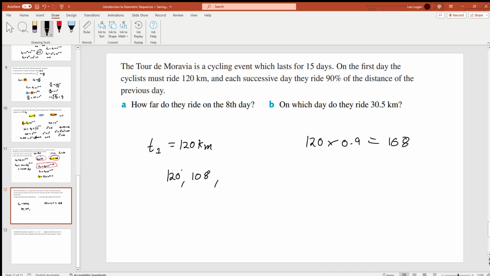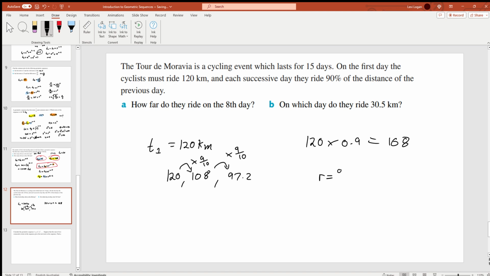And then the next day it's decreasing as well by 90%, so to 97.2. They must ride the distance. Okay, so it's decreasing by 90%, so it's getting multiplied by 9 on 10 each time. So we can kind of see it's slowly decreasing. How far do they ride on the 8th day?